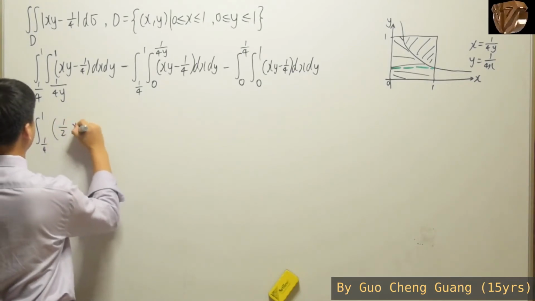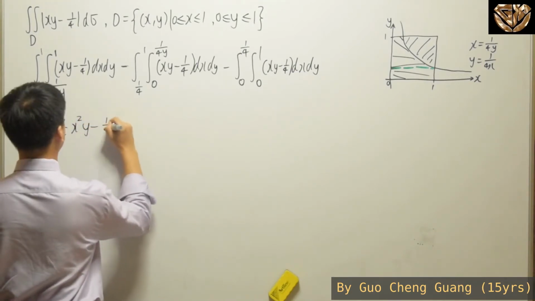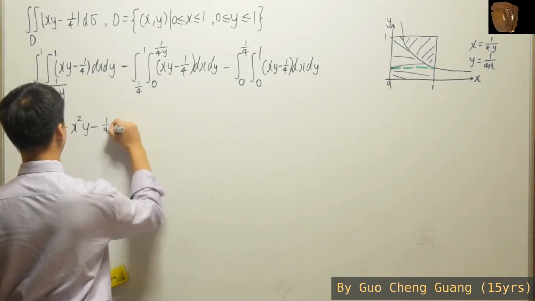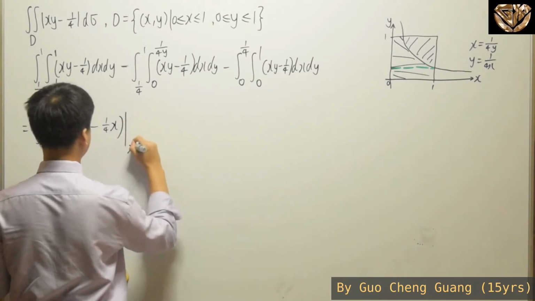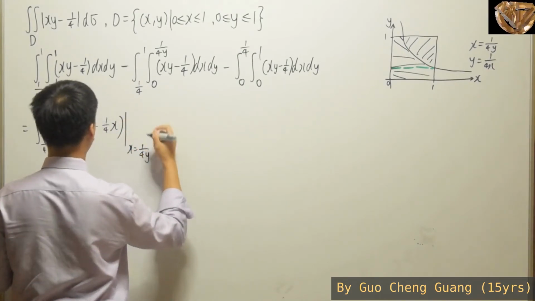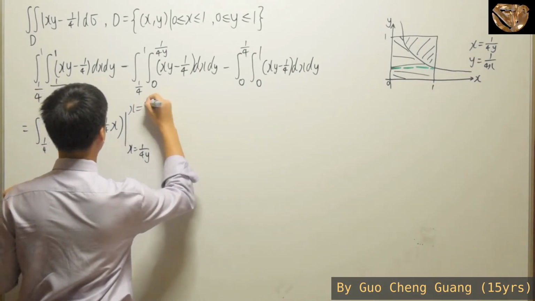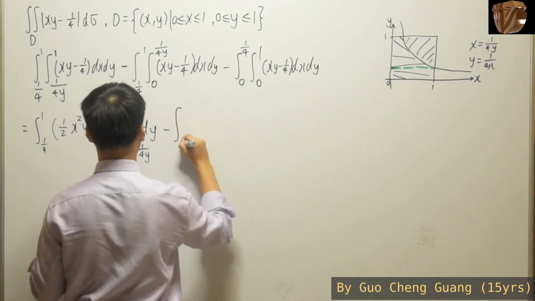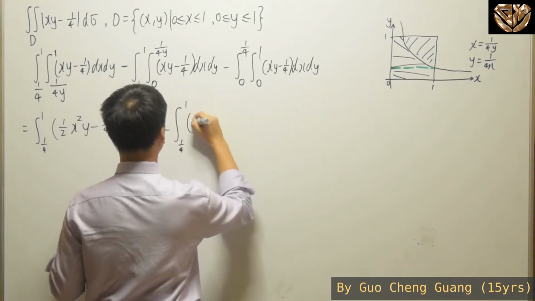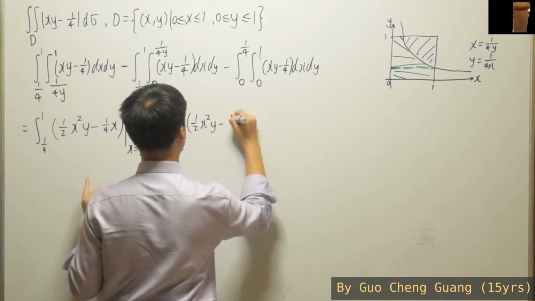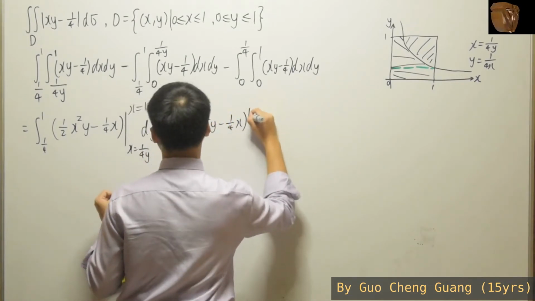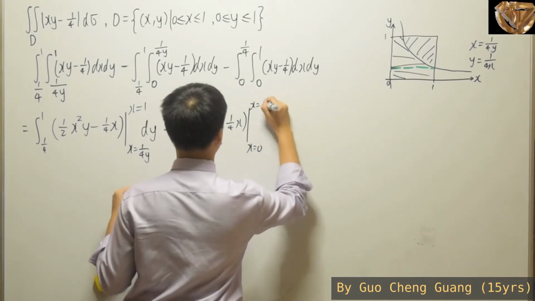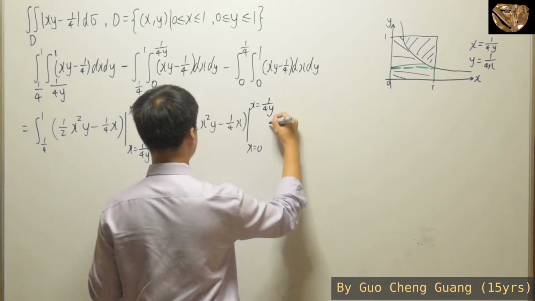So half x squared y minus 1 over 4 x, and substitute in the values x is equal to 1 over 4 y and x is equal to 1, and then dy. For the second part, pretty much do the same things. So half x squared y minus 1 over 4 x, and then you have to substitute in the values x is equal to 0, x is equal to 1 over 4 y, and then dy.